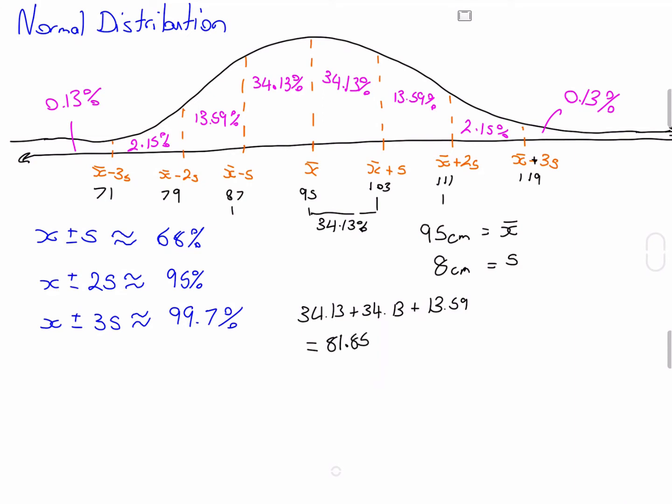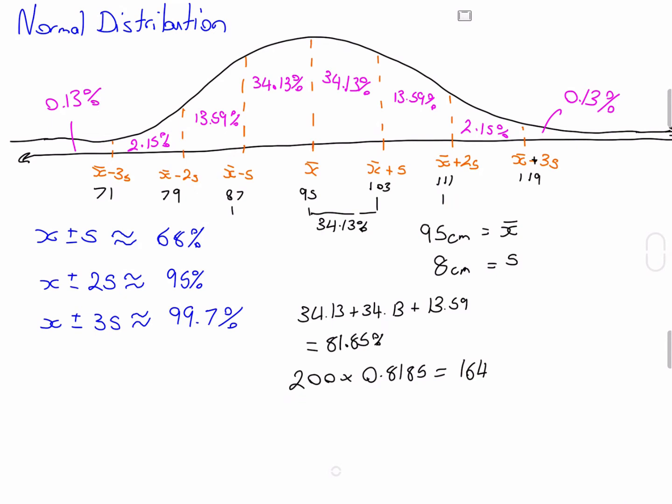Now, the question asks, from a group of 200, how many would you expect? Well, we've got to find out 81.85% of 200. And the easiest way to do that is go 200 multiplied by 0.8185, which will give us roughly 164. The number you're going to generally come up with will more often than not have a decimal, so just round it to the nearest value.